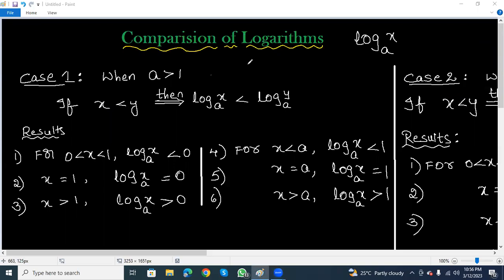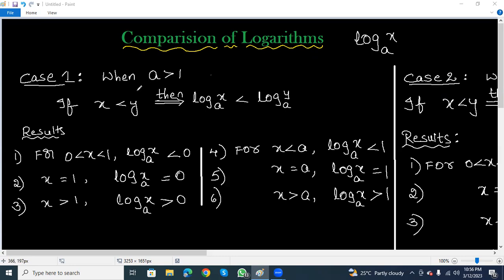Comparison of the logarithms. It completely depends upon the base given. Suppose log x to the base a, where x is any real number and a is the base. Of course, it should always be positive. The first case I have taken is when a is greater than 1.